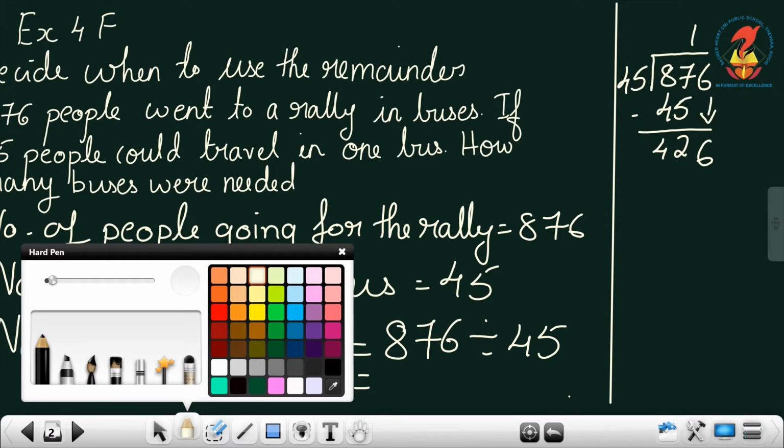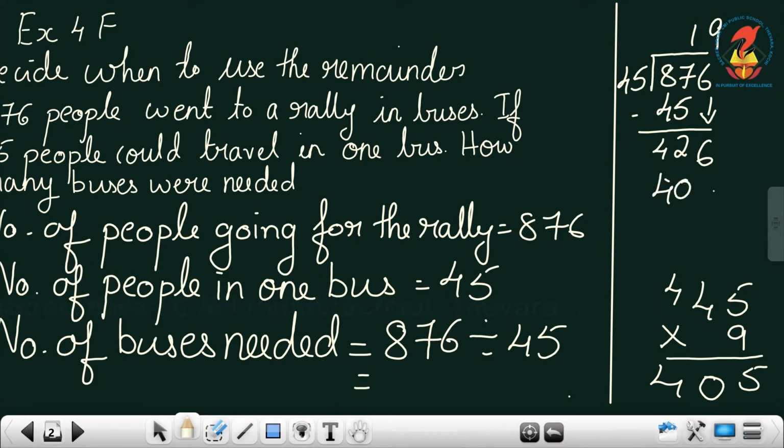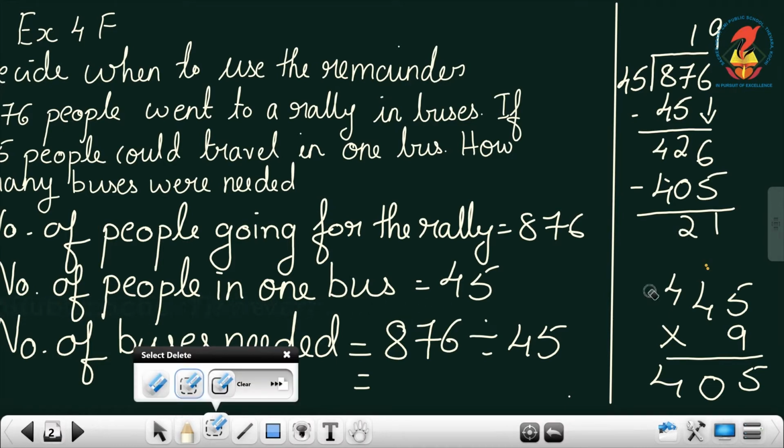So we will try what is 45 into 9. See what is 45 into 9. 9 5s are 45, carry 4. 9 4s are 36, plus 4 you get 40. So 405, that is less than 426. So 9 times 45 will give you 405. When you subtract, you get 1 and you get 2 over here. Okay, children?